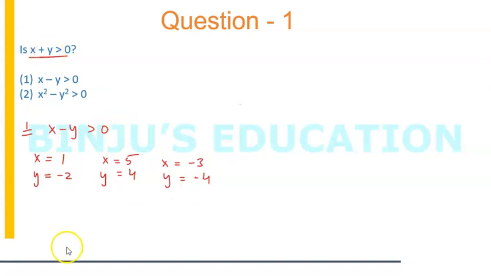But what about x plus y? In the first case, x plus y is 1 minus 2, which is equal to minus 1. In the second case, 5 plus 4, which is equal to 9. In the third case, minus 3 minus 4, which is equal to minus 7. So if x minus y is greater than 0, is it necessary for x plus y to be greater than 0? The answer is no. It may be, it may not be. That depends upon the values. Do we have the values of x and y? No, we don't.